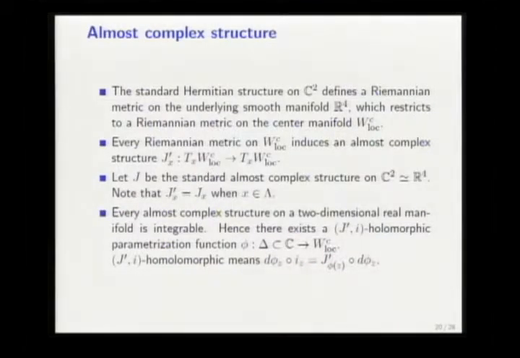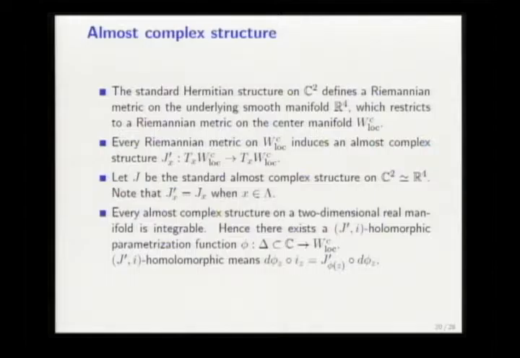All right, so we need to modify the complex structure on the center manifold. These are the main key points. The standard Hermitian structure on C2 restricts essentially to a Riemannian metric on the center manifold. Every Riemannian metric on this 2 real dimensional center manifold induces an almost complex structure, which we call J prime. J is the standard complex structure in C2, so this is different from J prime, because the center manifold is just C1. But it is equal to J prime on the set of points x belonging to Lambda.